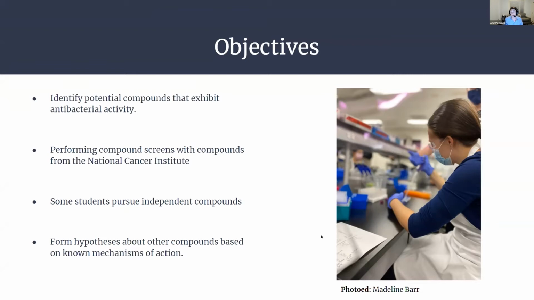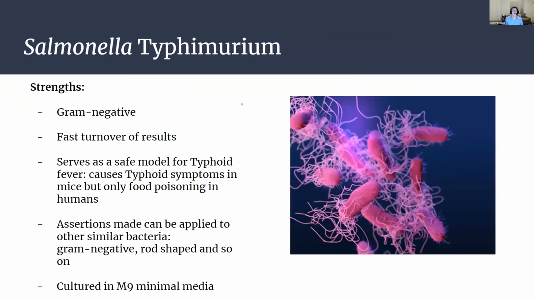Photo here is student Madeline Barr from one of our labs. The organism we use to test this is Salmonella typhimurium. Salmonella typhimurium is a gram-negative bacteria that is rod-shaped, and it is commonly responsible for food poisoning. But it is a very good bacteria to work with because its incubation period is very low, which allows us to just dole out the results constantly. And it also serves as a model for typhoid fever.